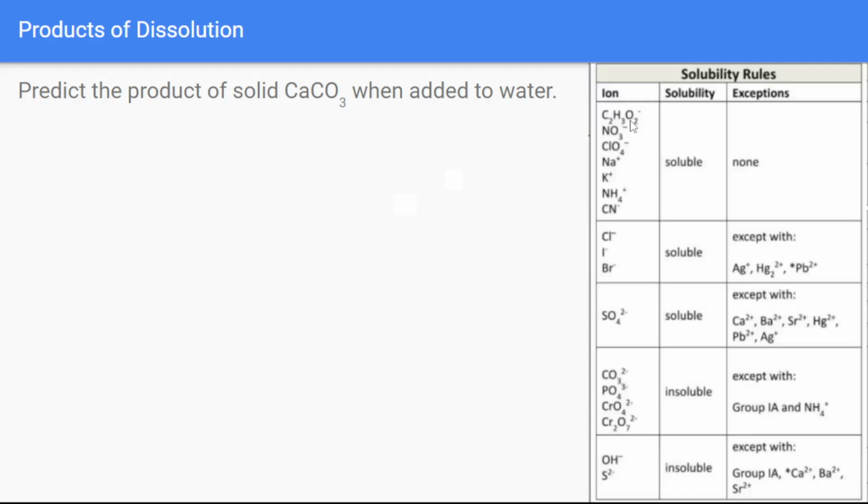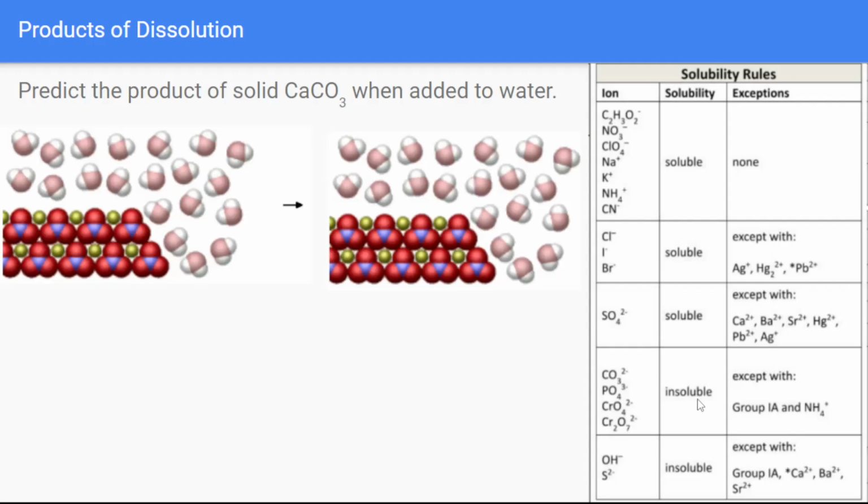So let's look at another one, calcium carbonate. We see there is no calcium on this chart, but we do have carbonate. Carbonate is insoluble. So carbonate is insoluble. When mixed with water, nothing happens. So you have solid calcium carbonate mixed with water yields solid calcium carbonate. Or you could write NR for no reaction.